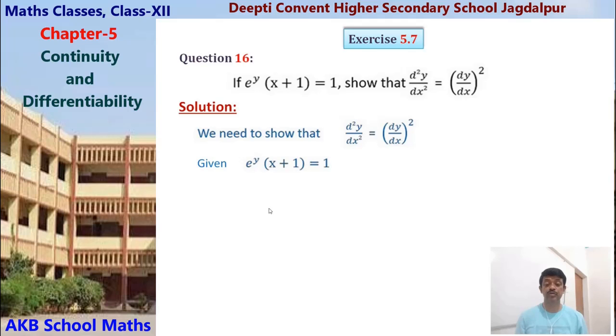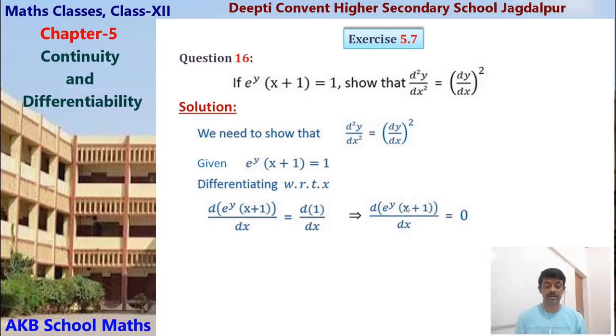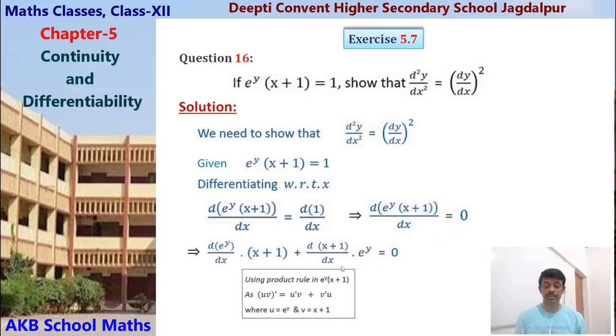Here given e to the power y times (x plus 1) equals 1. Clear? Now differentiate with respect to x on both sides. Apply d by dx on both sides, the right hand side will be 0, and on the left e to the power y times (x plus 1) is a product of two functions. Now using the product rule, u dash v plus v dash u. Here u equals e to the power y, v equals x plus 1.